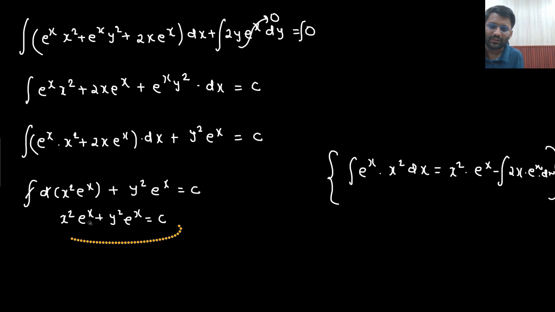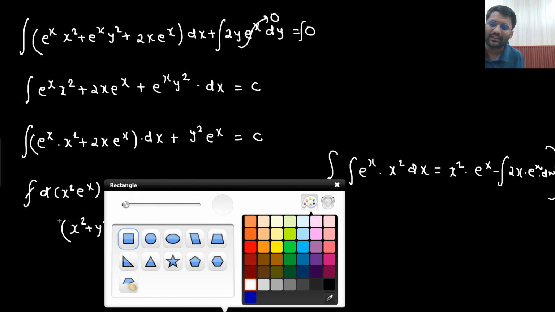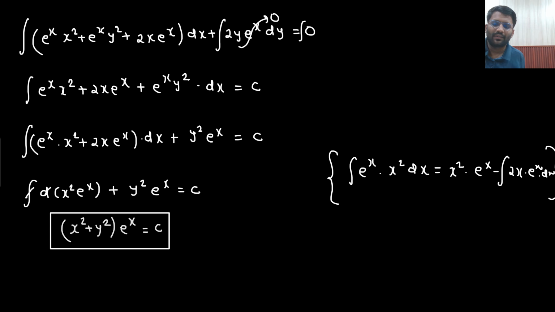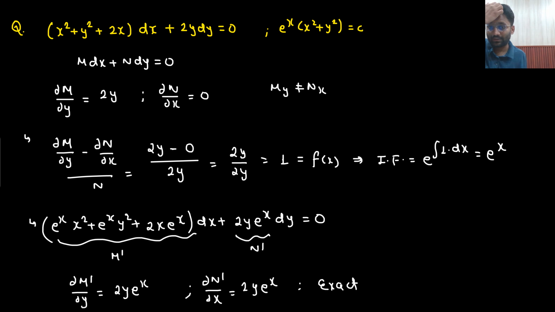Or you can do one thing: x square plus y square you take common, multiply with e to the power x equals c. This is the answer that you are getting. Okay, so yes, this is the answer that we are getting. Is that clear or not? By the inspection as well, we were getting the same answer, no?